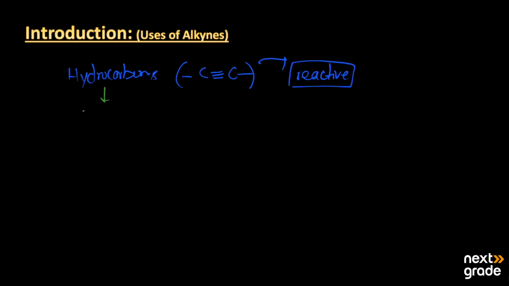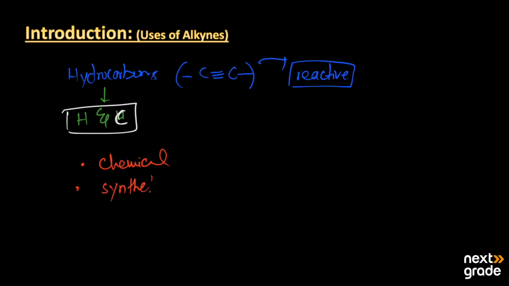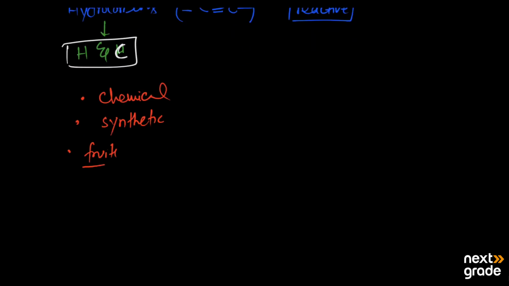Hydrocarbons are the compounds of hydrogen and carbon. If the compounds have only carbon and hydrogen, then they are known as simple hydrocarbons. So here we will discuss the uses of the alkynes. We can use the alkynes for the preparation of different chemicals. They are also used in our daily life for the production of many synthetic products, and for the ripening of different fruits. So let's discuss these uses one by one.